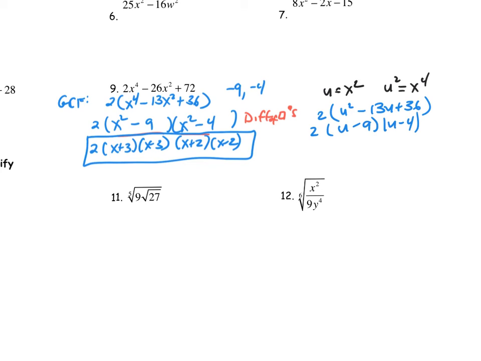But we're really trying to factor this in terms of x, not u, so we have to go back and substitute in. So this is the same thing as 2 times the quantity x squared minus 9 times the quantity x squared minus 4. And now we're back to this point in our problem where we would factor completely and get 2 times the quantity x plus 3 times the quantity x minus 3 times the quantity x plus 2 times the quantity x minus 2.